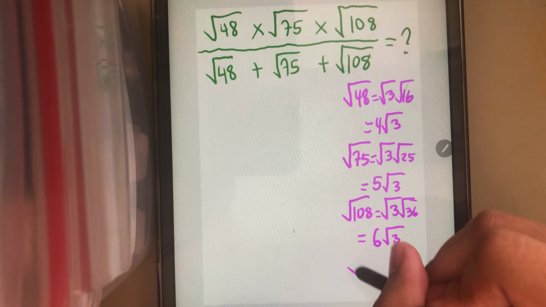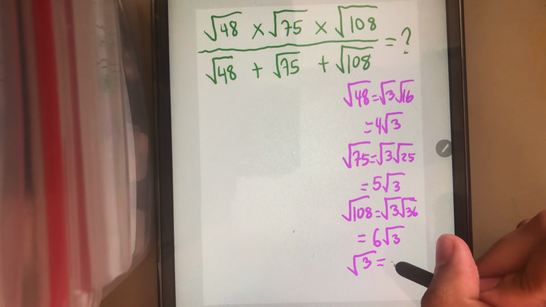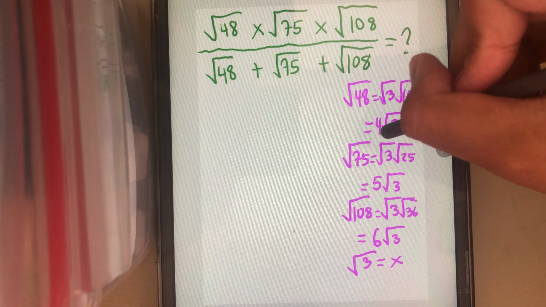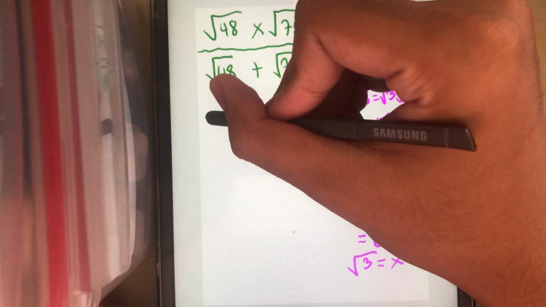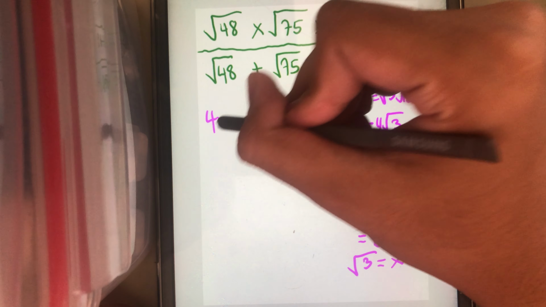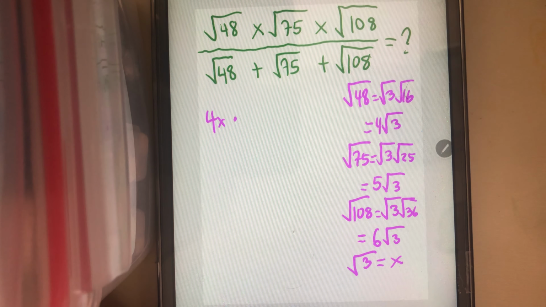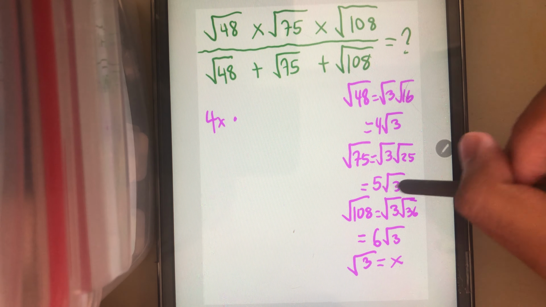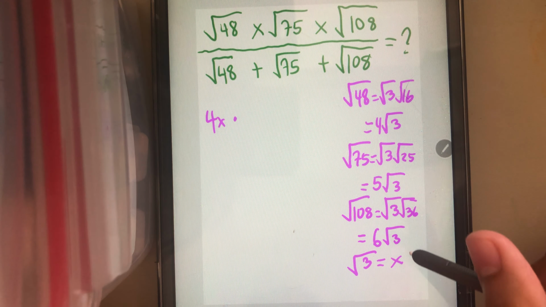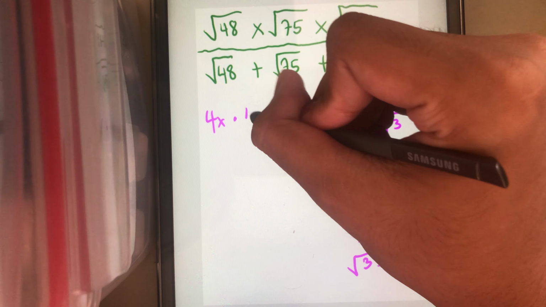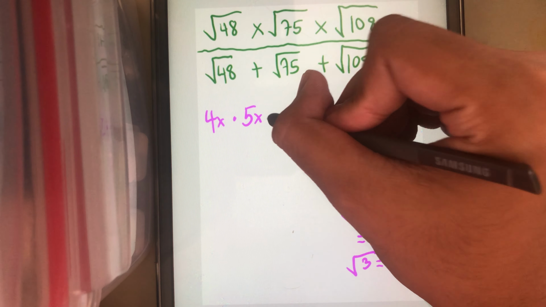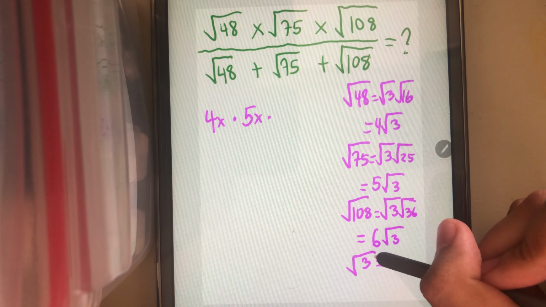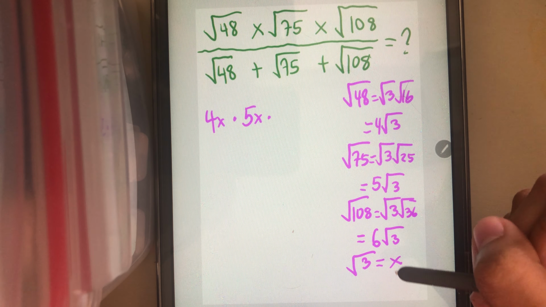And we can let square root of 3 equal to x. So, square root of 48 is equal to 4 times square root of 3, equal to 4 times x. Multiplied by square root of 75, which is equal to 5 times square root of 3, equal to 5x. We put 5x here. Times square root of 108, which is equal to 6 times square root of 3, which is equal to 6 times x.